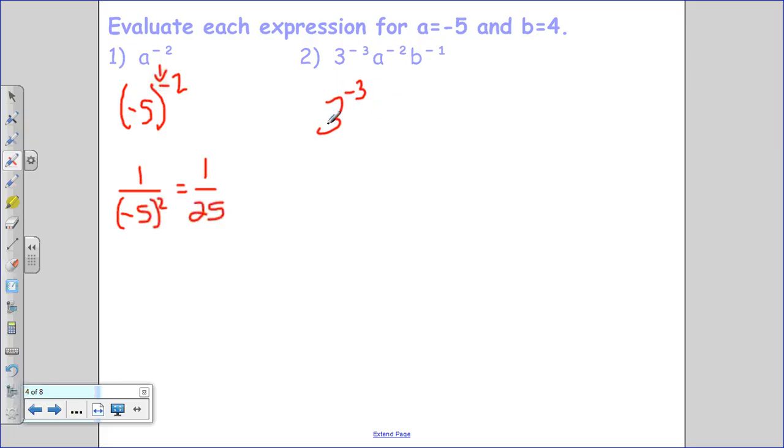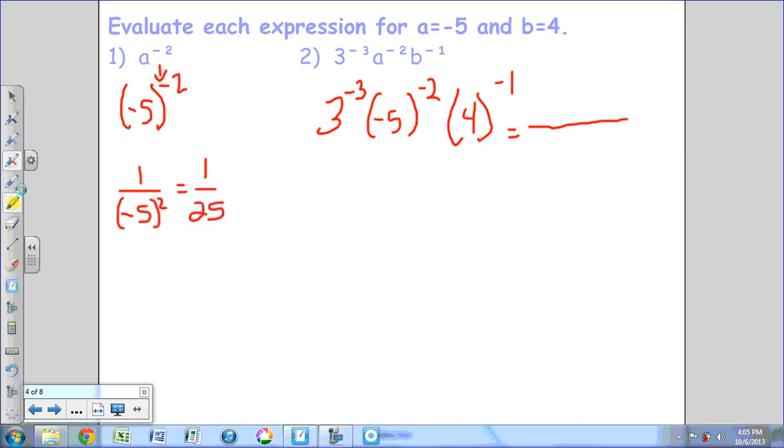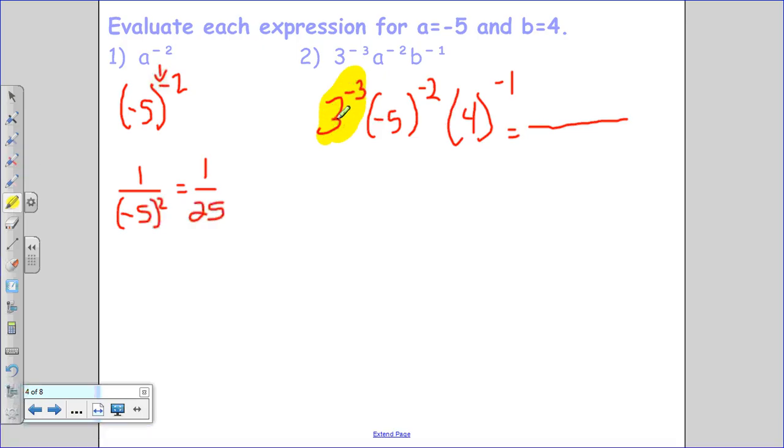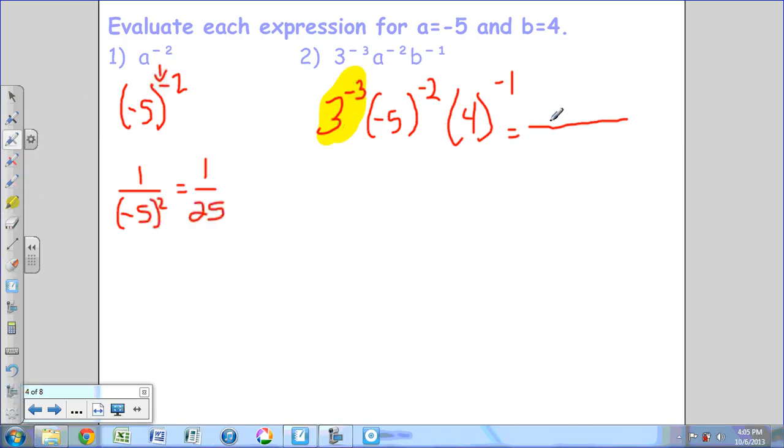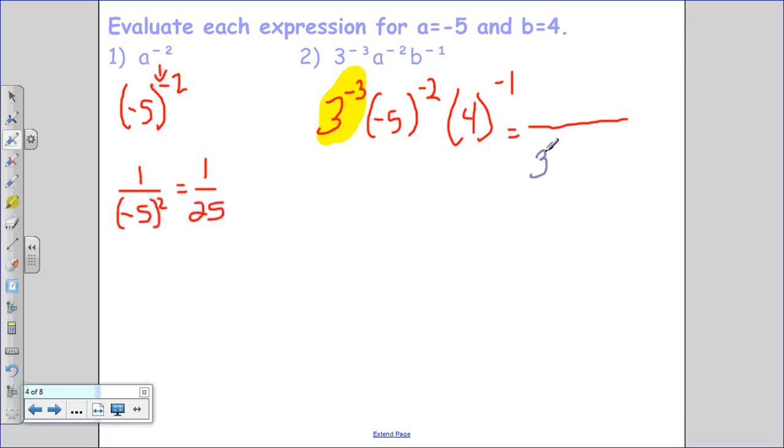Okay, the next one, 3 to the negative 3, and that one's just fine. We don't need to put anything in. Put some parentheses here for the A, and then I'm going to put some parentheses here for the B. A is negative 5, and B is 4. Now, I'm going to go ahead and write a line, because I know I got negatives. I know stuff's going to be moving around. So I'm going to look at first this right here. That negative 3 means that that exponent's going to go down here to the bottom, so I have 3 to the third. Once I move it, I get rid of the negative.